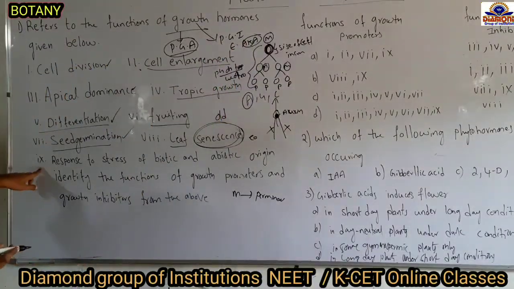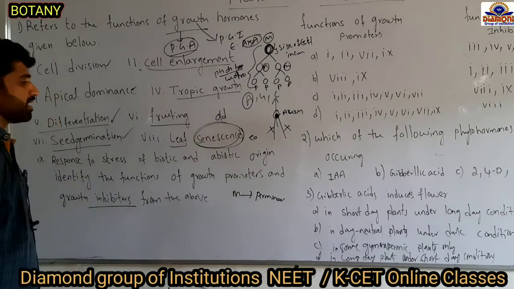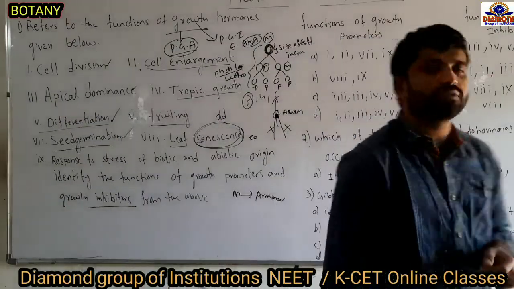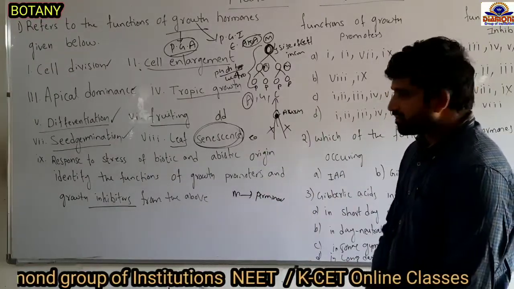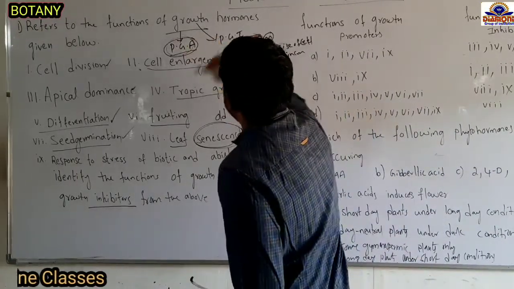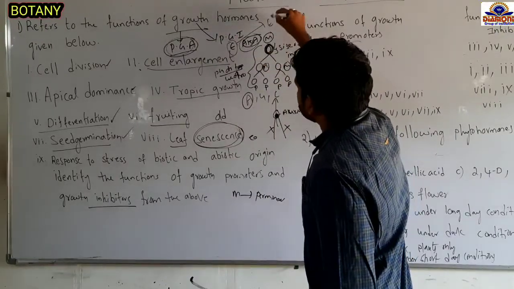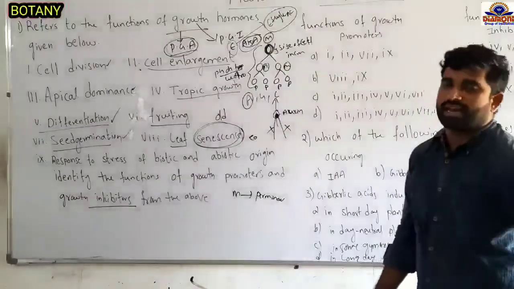And option 9, response to stress of abiotic and biotic origin. Identify the functions of growth promoters and also the growth inhibitors from the above. So here we have to discuss leaf senescence and some of the characters of plant growth hormone activators and inhibitors. Out of the 5 phytohormones, 3 are plant growth activators. Abscisic acid is exclusively a plant growth inhibitor, but ethylene, a gaseous hormone, shows both plant growth inhibition and activation characters.